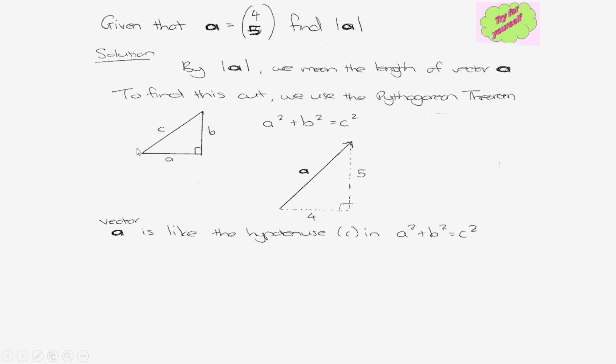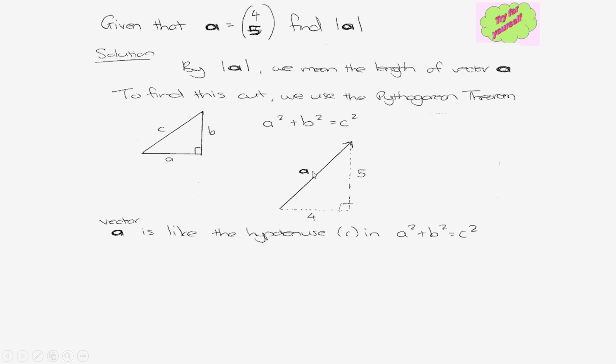To find this out, we use Pythagoras' theorem. Just remembering in general, a and b are the legs. They form a right angle, and c is the hypotenuse. a squared plus b squared equals c squared, but in this case, A is different. A is the hypotenuse. So our vector is 4, 5, which means across by 4, up by 5. From the starting point, you'd go across by 4, up by 5, which indicates that it's got legs of 4 and 5. So A is like the hypotenuse in a squared plus b squared equals c squared.